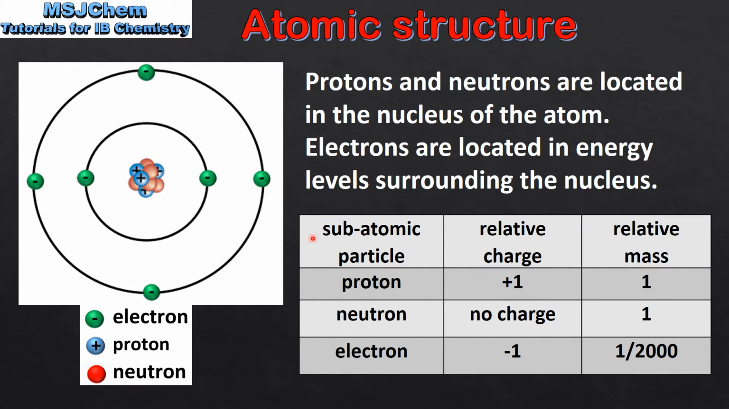In this table, we have the subatomic particle, its relative charge, and its relative mass. Protons have a relative charge of +1 and a relative mass of 1. Neutrons have no charge and a relative mass of 1. Electrons have a relative charge of -1 and a relative mass of 1/2000th the mass of a proton. So from this, we can see that the mass of an atom is concentrated in its positively charged dense nucleus.